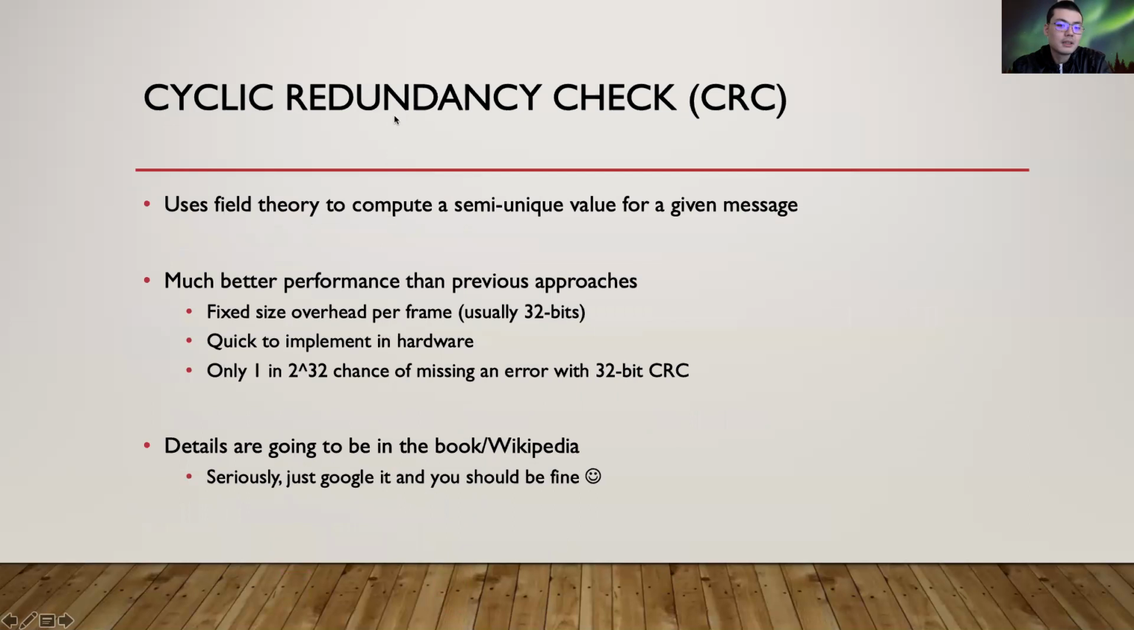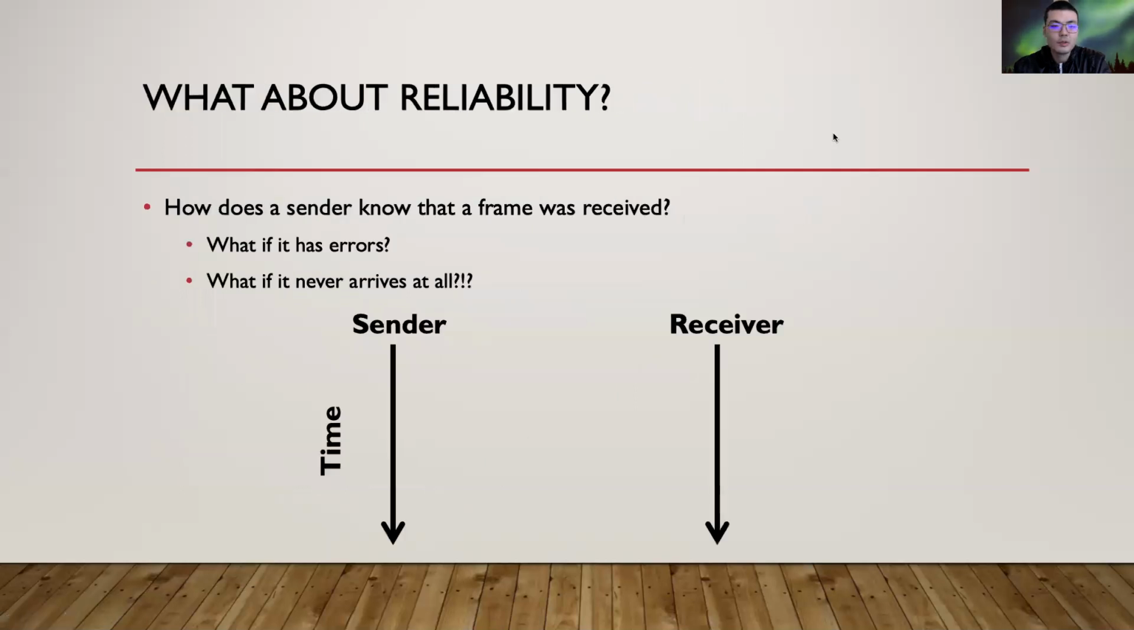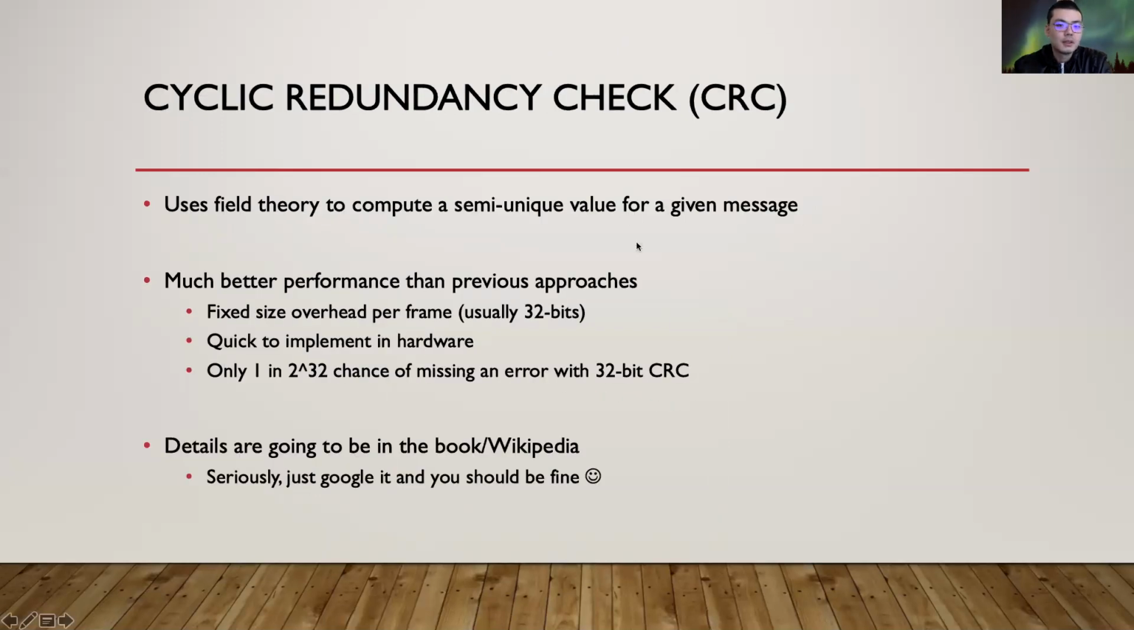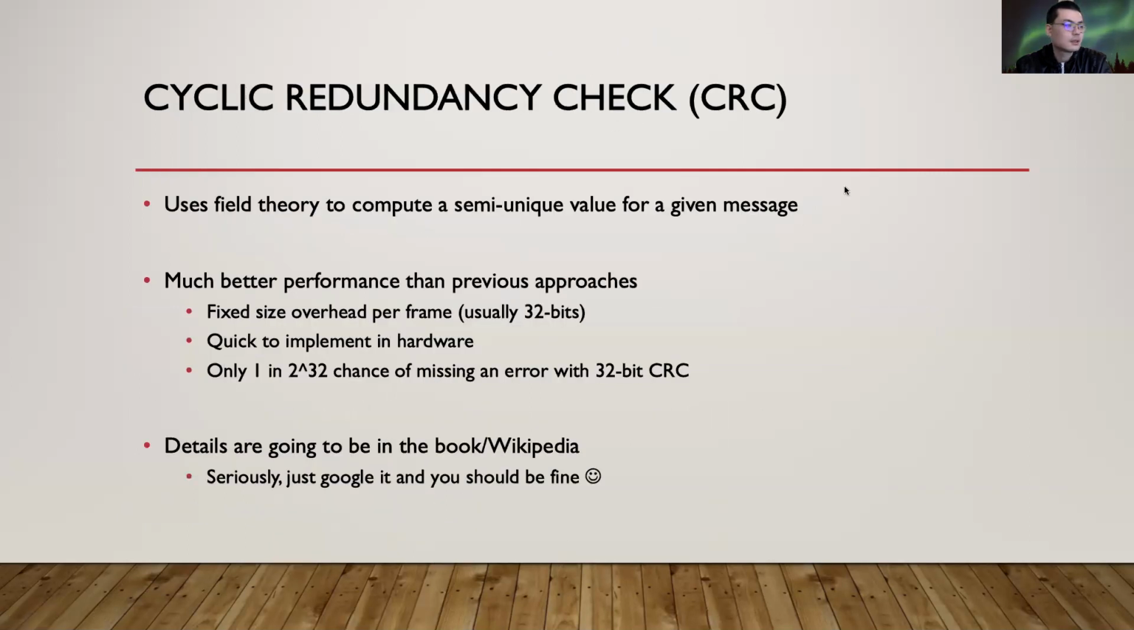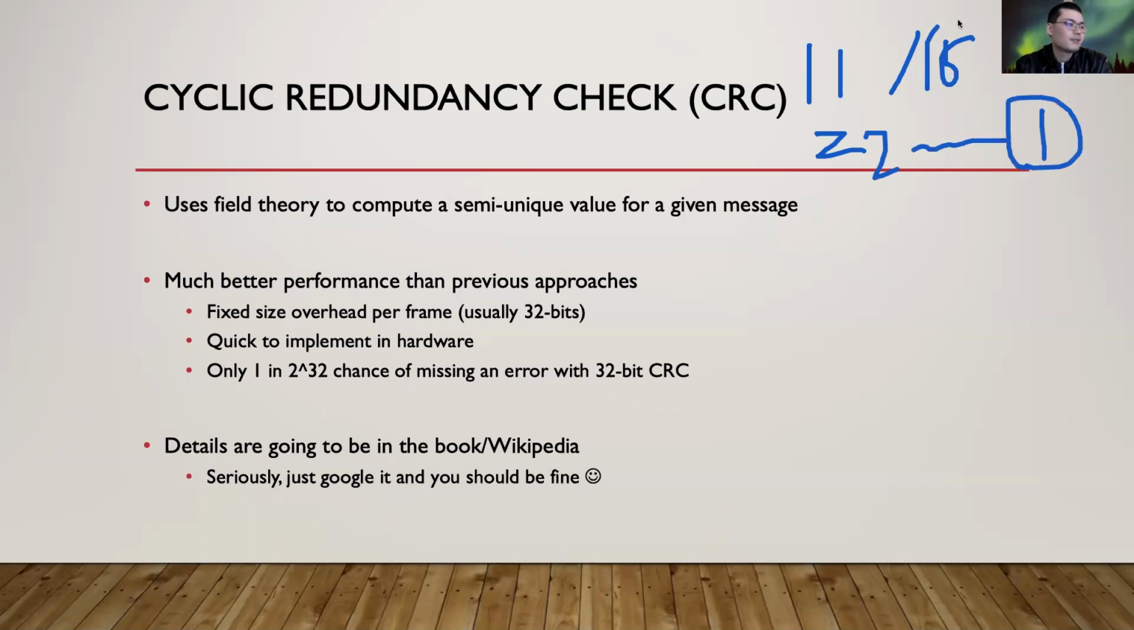So another very popular solution is called a cyclic redundancy check, but it's mathematically intensive, right? So you basically do a division. Let's say, for example, you have 11 divided by 5. This is equal to 2, but you have a remainder of 1, right? So this is the remainder, okay? By 5, you can have a remainder from 0, 1, all the way to 4, right?